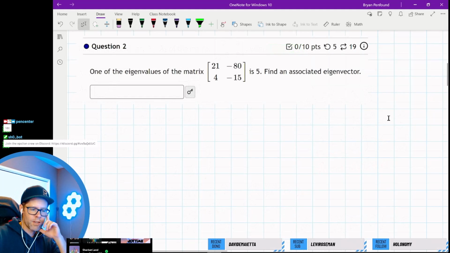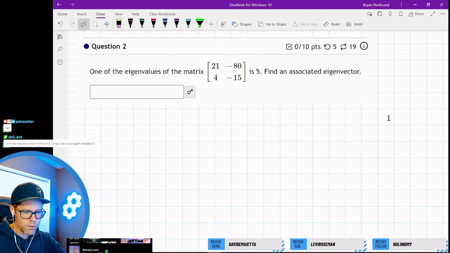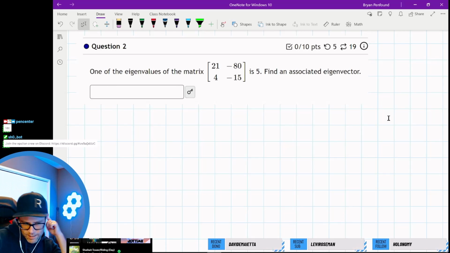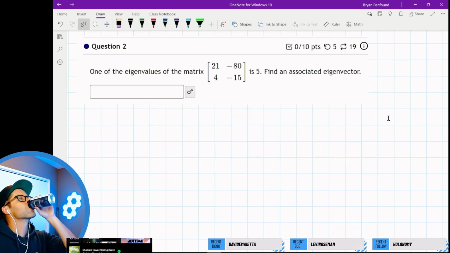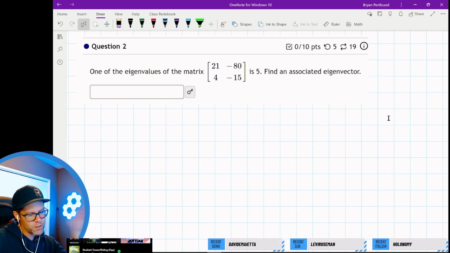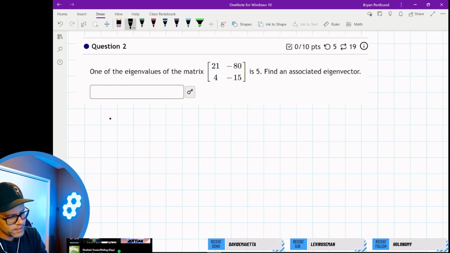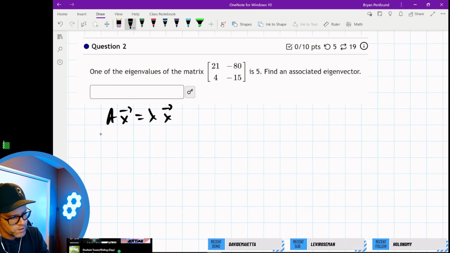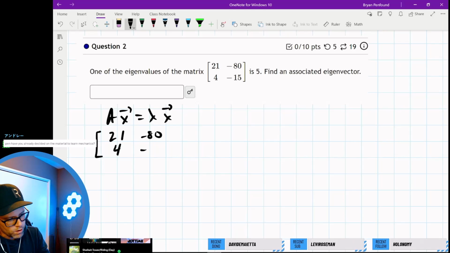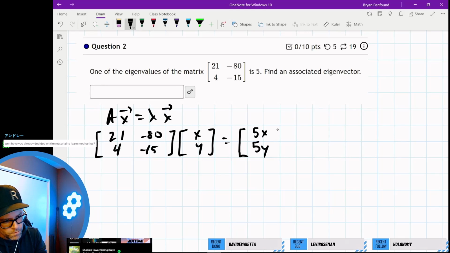One of the eigenvalues of the matrix is 5. Find an associated eigenvector. Can we do this in an easy way? Can we just say that A times the eigenvector is equal to lambda times the eigenvector? So we get 21, negative 80, 4, negative 15 times x, y is equal to 5 times x, y, so 5x and 5y.